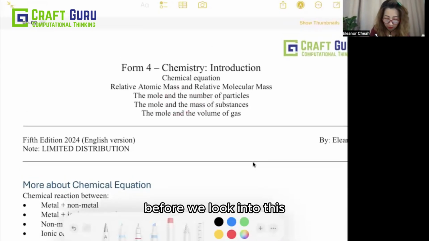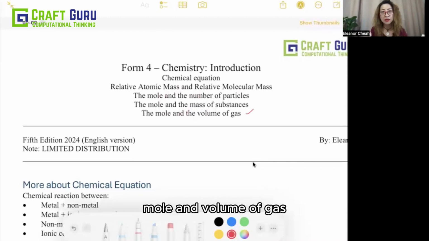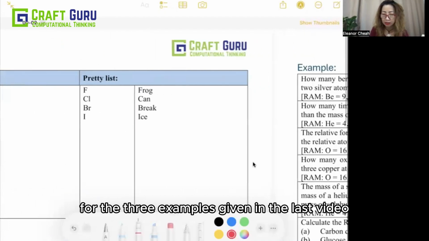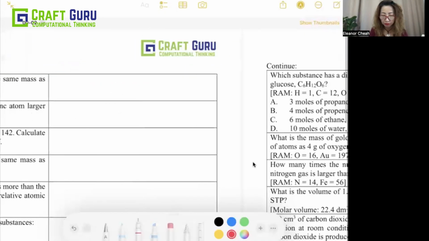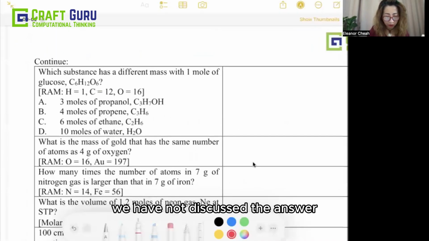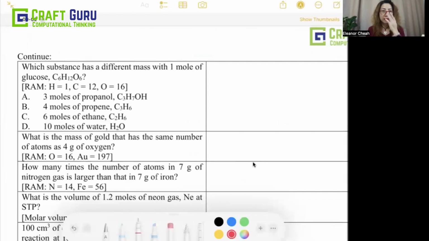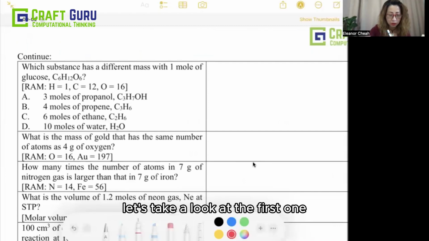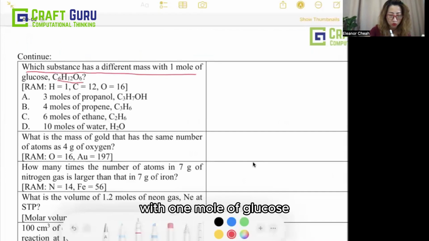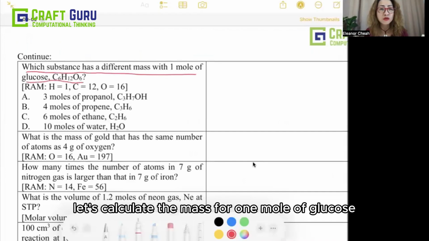Before we look into mole and volume of gas, let's discuss the answers for the 3 examples given in the last video. We have not discussed the answers. Let's take a look at the first one. Which substance has a different mass from 1 mole of glucose? Let's calculate the mass for 1 mole of glucose.